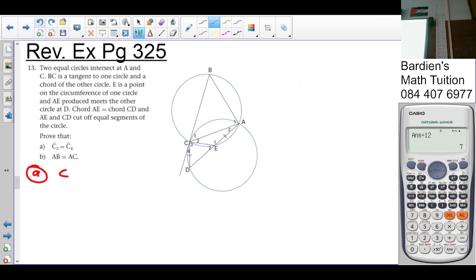So we say, angle C2, we start off with one of the sides. Angle C2 is equal to C4. Why? Tan chord theorem. But is that going to help us? C2, sorry, I marked the wrong angle. C2 is equal to angle A2. Why?